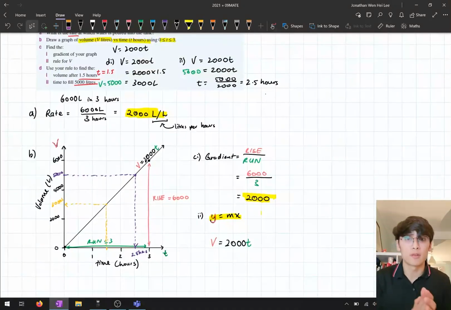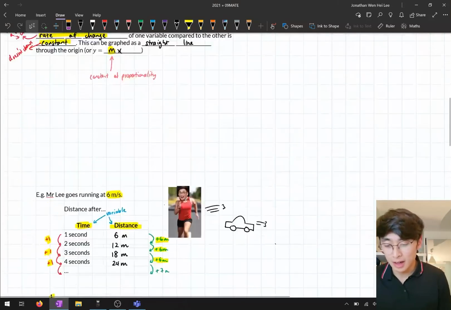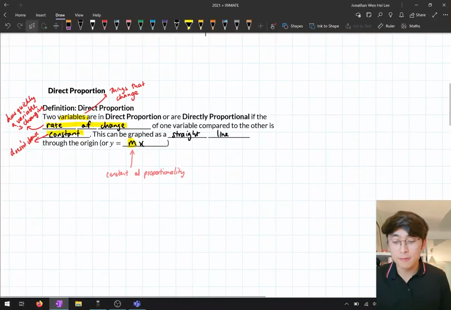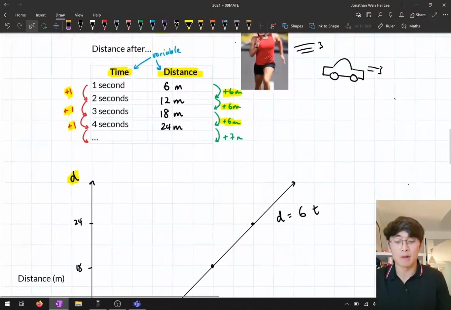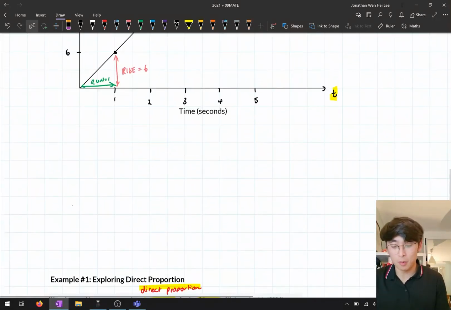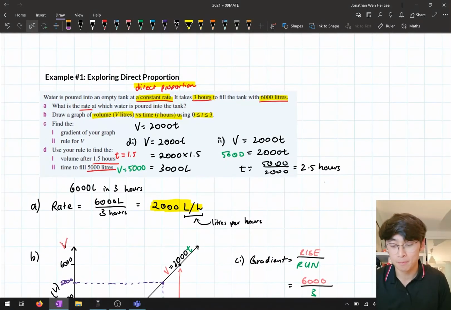So let's do a quick summary of what we talked about in this lesson. We talked about direct proportion. Two variables are in direct proportion if the rate of change of one variable compared to the other is constant. So when one thing increases, the other thing increases the same amount each time. For example, we looked at me and my running, and we also looked at this example of water being poured into a tank.